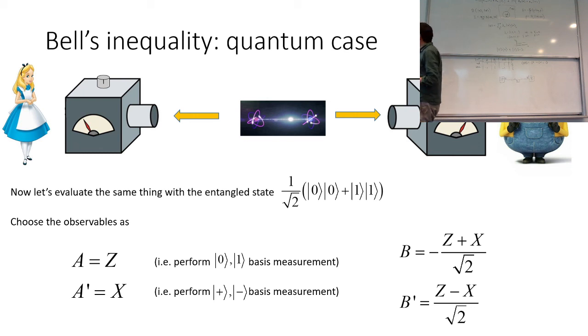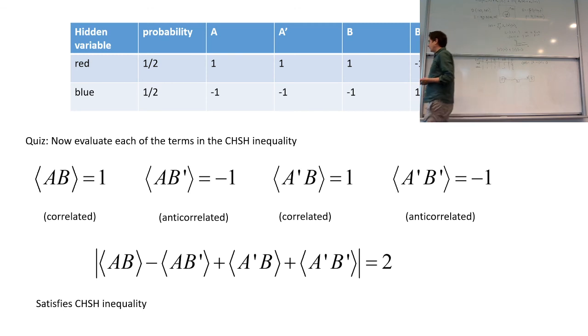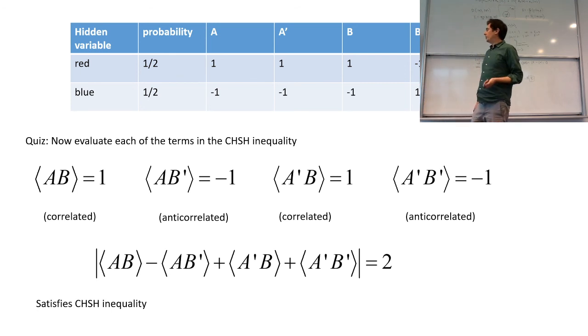But what we're going to find is that if we do the same thing in the quantum case, we can actually beat that CHSH bound, and we can get a number which is larger than 2. And that quantitatively shows that quantum mechanics is different to classical physics. Okay, well, we'll show that.